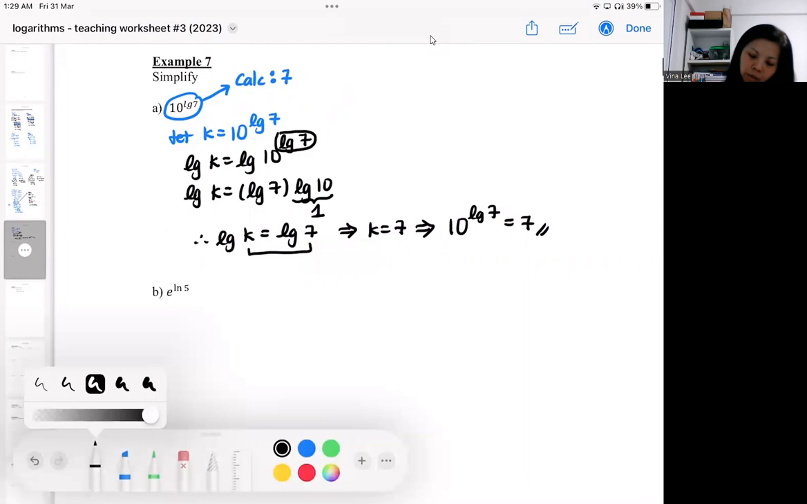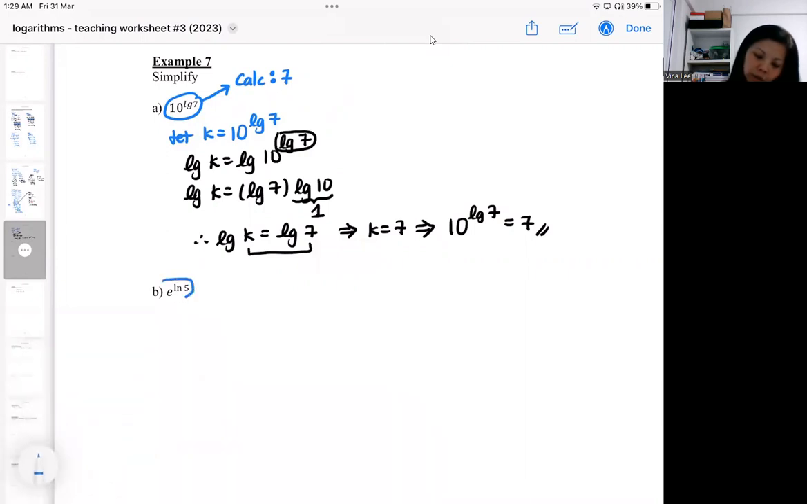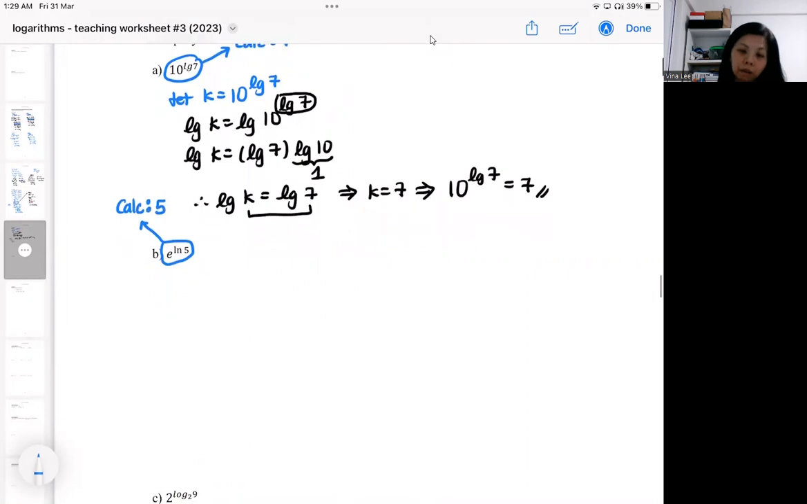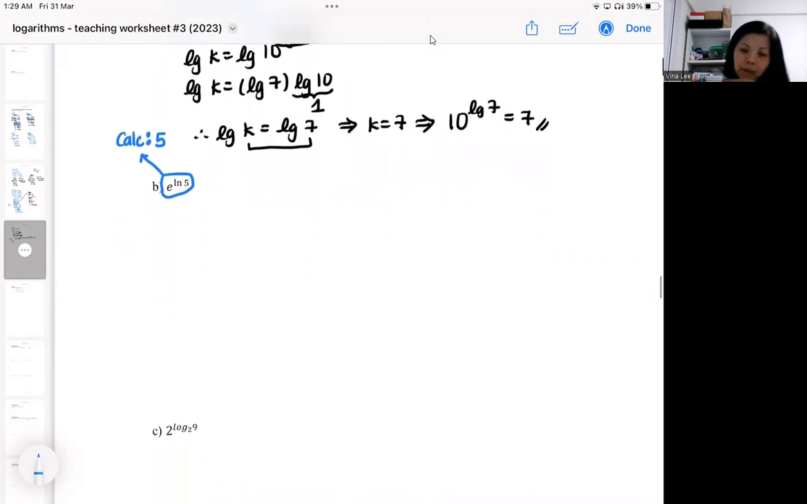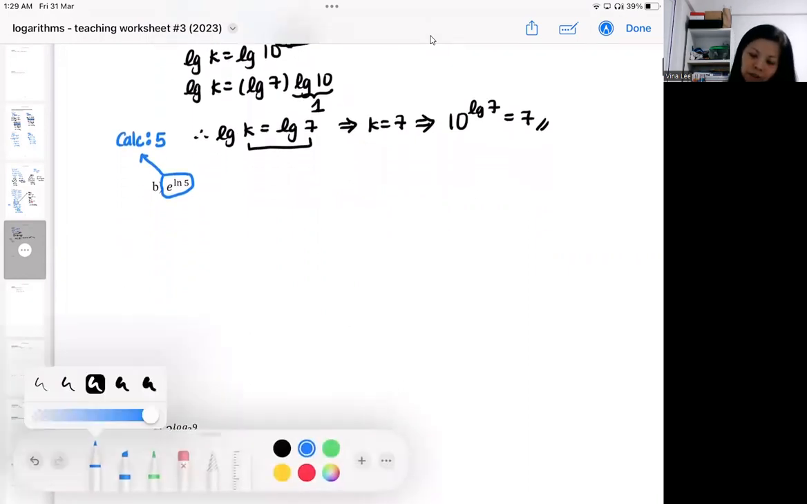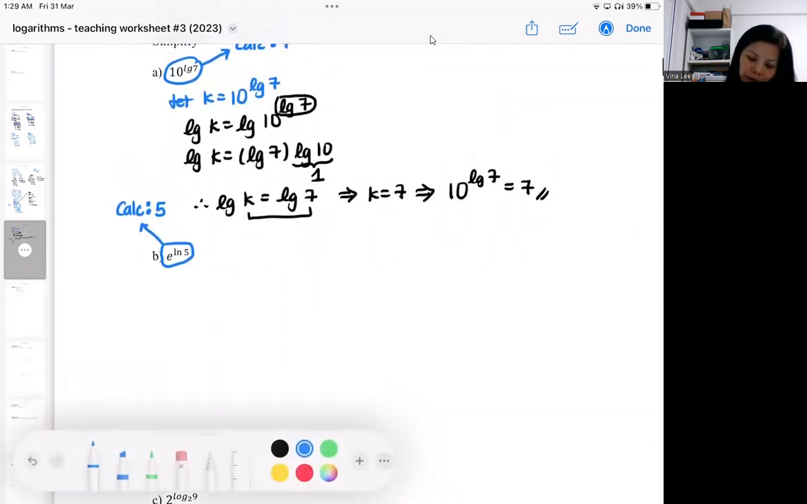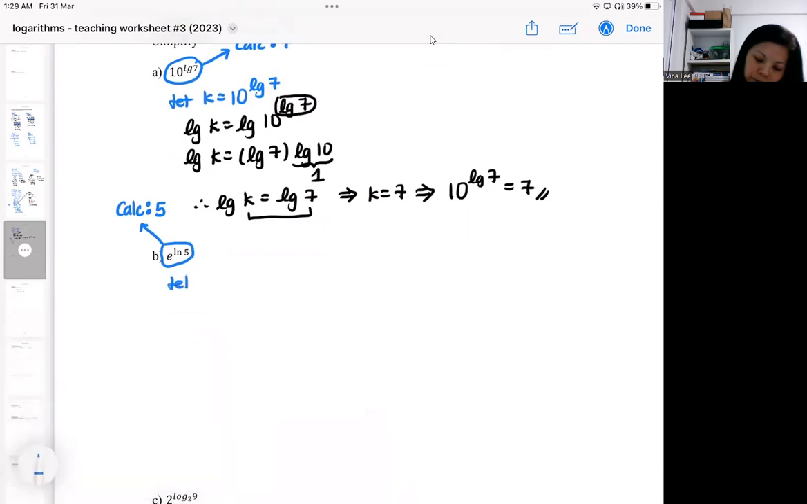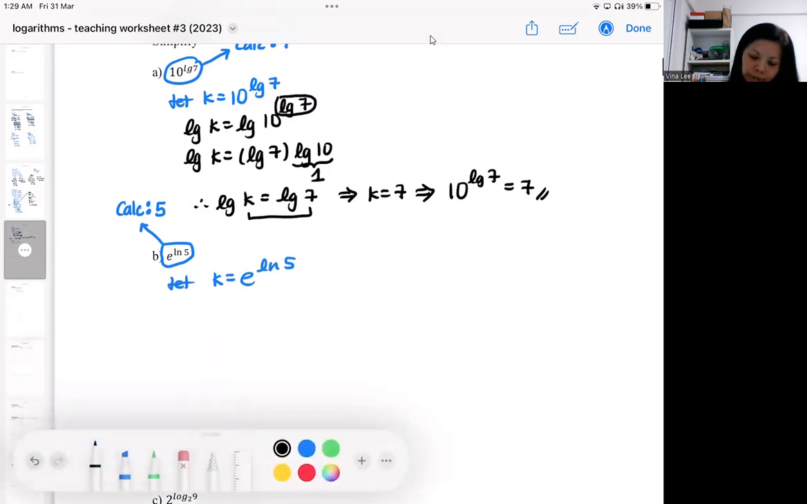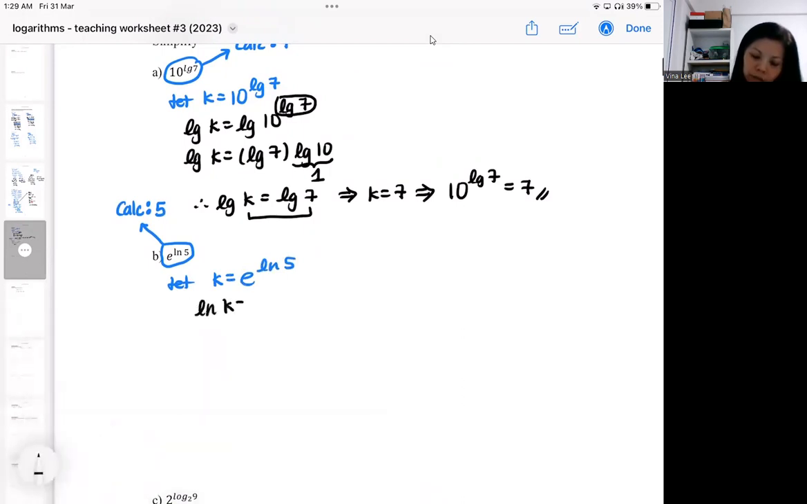Okay, then this one is the same thing. You can punch it on your calculator, and it will give you a value of 5. But again, I'm going to use the same method that we have just learned. I'm going to do the substitution. I'm going to let K equal to this, and I'm going to take Ln on both sides.